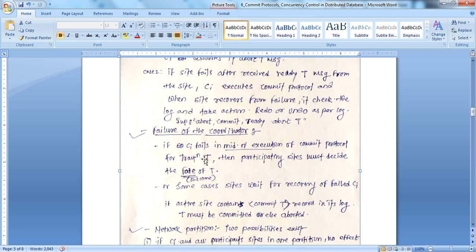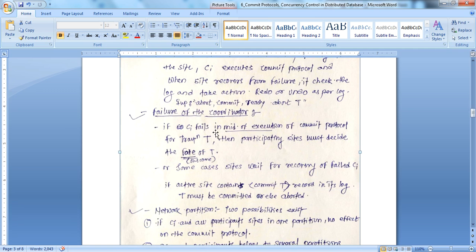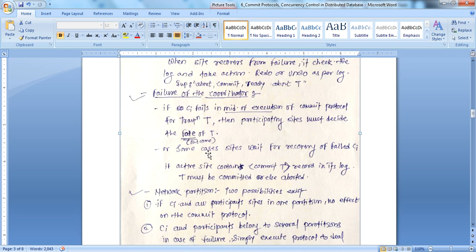This one is simply the failure of a participating site. Then the failure of the coordinator site. If CI fails in the middle of execution of the commit protocol for the transaction T, then the participating sites must decide the outcome of T, or in some cases sites wait for the recovery of the failed CI. Then CI recovers from the log file and again communicates to the other sites. If an active site contains a commit T record in its log, T must be committed, else abort it. That one is simply the failure of the coordinator site.